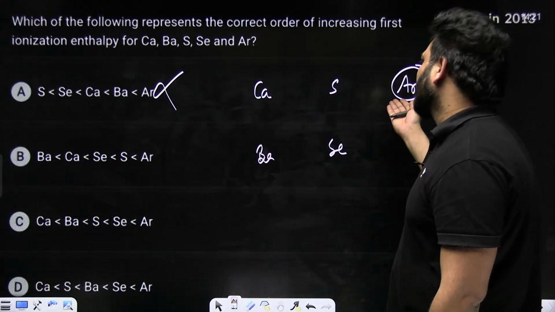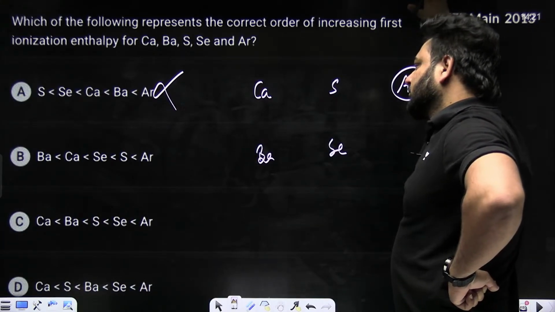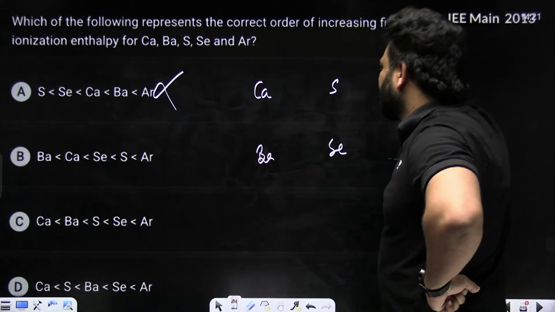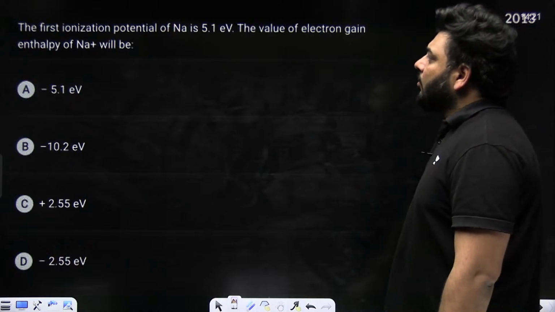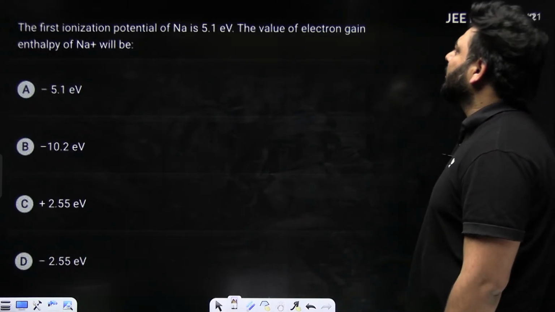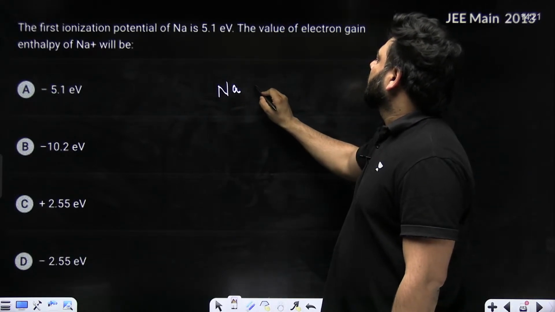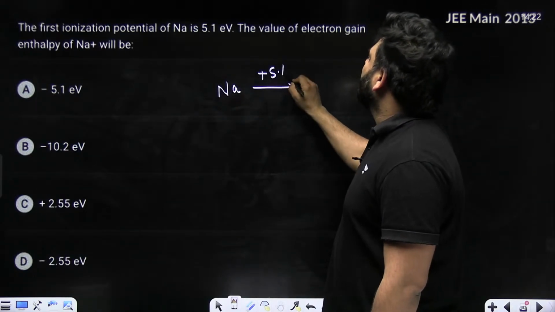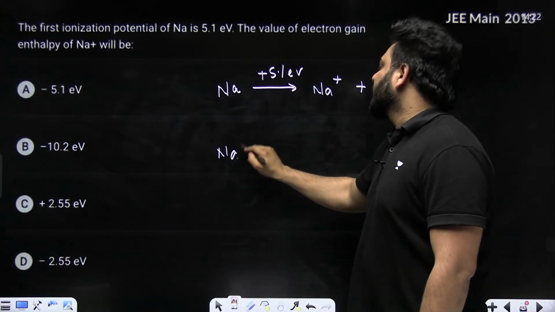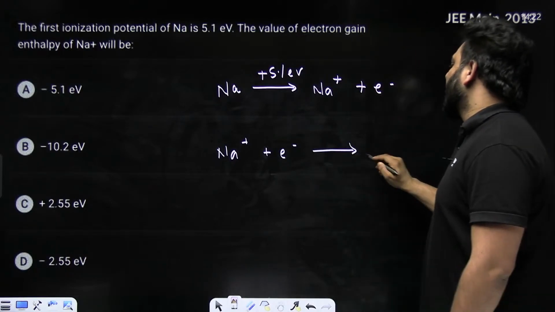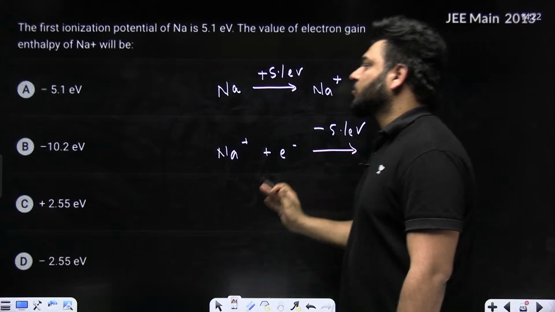So its correct answer should be argon, then sulfur, then selenium, then I think this is also correct. B is correct. First ionization potential of sodium is 5.1, then the value of electron gain enthalpy of sodium positive will be. So see, sodium is required to give 5.1 electron volt to convert it into Na positive and electron. If I reverse the equation, Na plus plus electron, then what will happen? It will go to Na, and in that way 5.1 electron volt will be released. So the correct answer should be A.